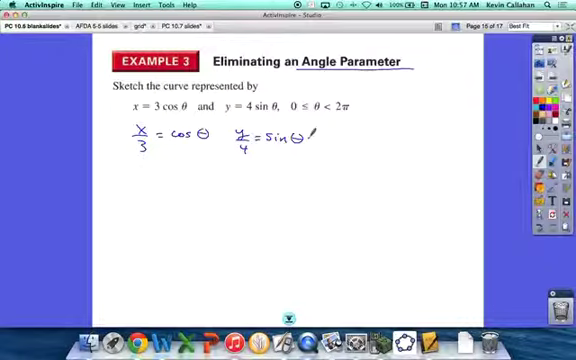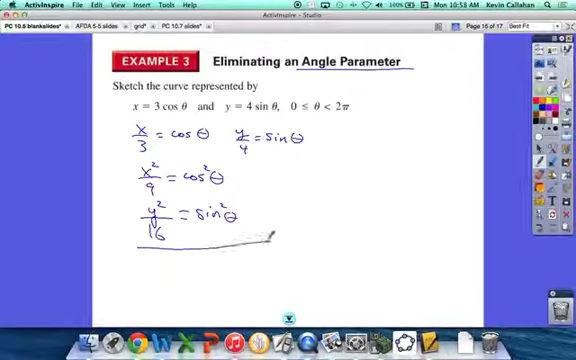If I square both sides here, now I've got x squared over 9 equals cosine squared theta. And I'm going to write it right underneath here. y squared over 16 equals sine squared theta. You see all that? So I solved for the cosine, I solved for the sine, I squared both sides. Now I'm going to add them together. What do I get on the right-hand side when I add these two together? Sine squared plus cosine squared, which equals 1. So in that way, you eliminate the parameter.